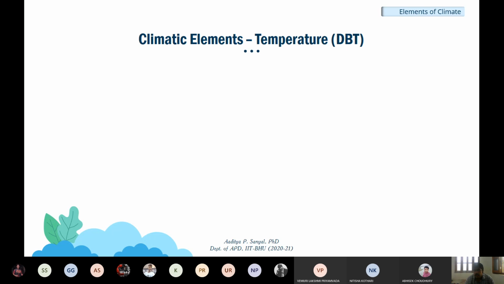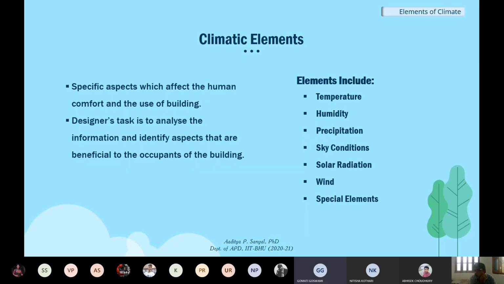Sir, can you explain more about sky conditions? Sir, all these factors relate to the sky, so how does sky affect our building? Okay, we'll be looking into it separately, in a different slide. We'll be discussing each element separately, fine. Okay, sir.